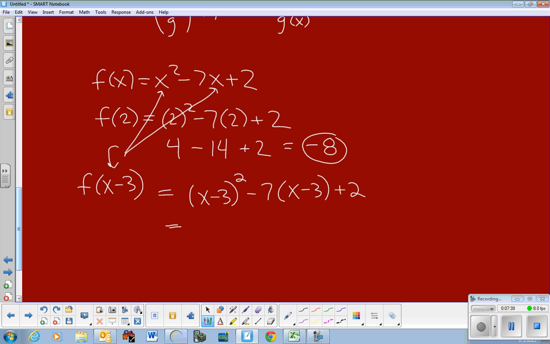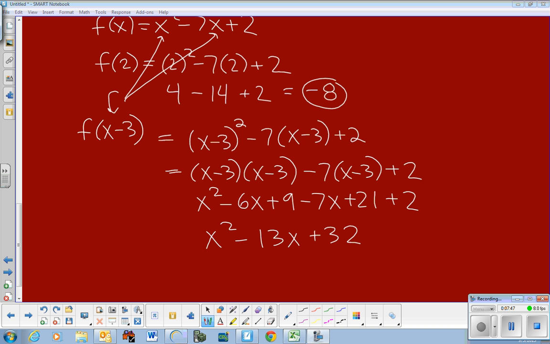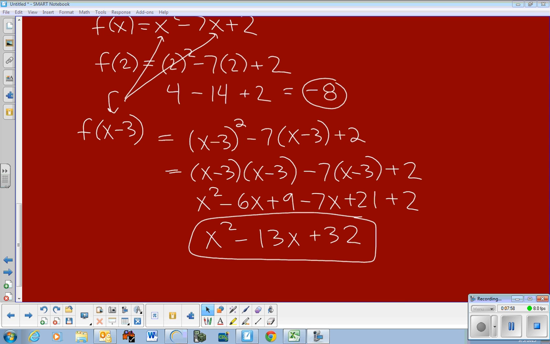So then I would have to multiply this out. Again, I'm going to pause for the sake of time. I encourage you to pause, multiply this out, and then we'll compare answers. Okay, so unless I've got an arithmetic mistake, our answer for f of x minus 3 is x squared minus 13x plus 32.